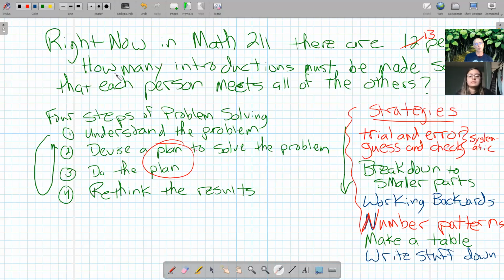So I usually rewrite the problem in my own words. That's part of my writing stuff down. And then I start thinking about related things I might need to know. Sometimes I'm just so lost, I draw a picture.